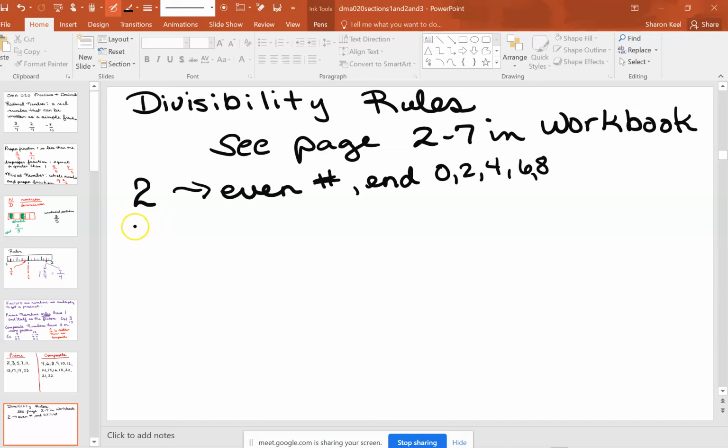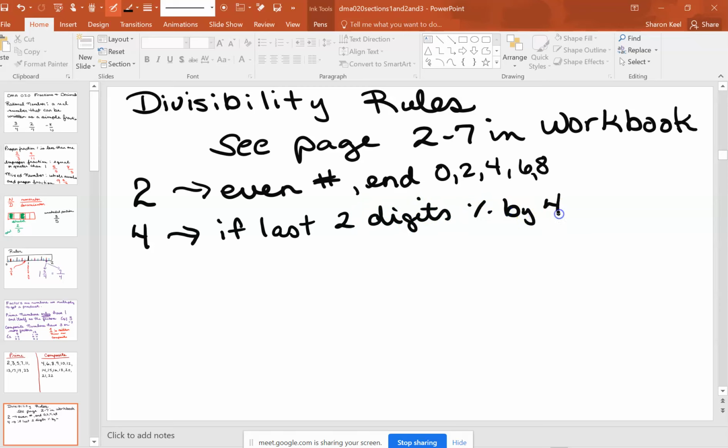Let me jump to the number 4. Something is divisible by 4 if the last 2 digits are divisible by 4, then that number is divisible by 4. Like if I had, for example, 816, the last 2 digits are divisible by 4, so that number would be divisible by 4. For this one, if I gave you 36, the last digit is even, it would be divisible by 2.